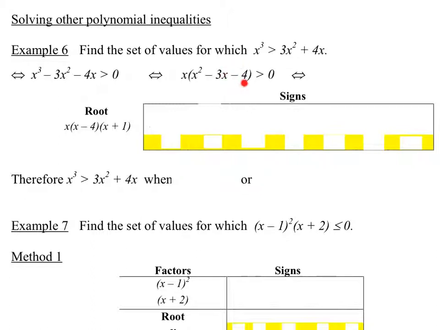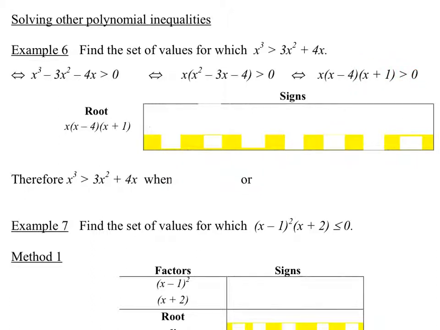Think about what multiplies to give negative 4 and adds to give negative 3. The two numbers that we'd want would be negative 4 and positive 1. So if we factorize that, what we should get is this. We have x minus 4 times x plus 1, which corresponds to what's inside the brackets here. And we've also got this x outside the brackets. And all of that has got to be bigger than 0.